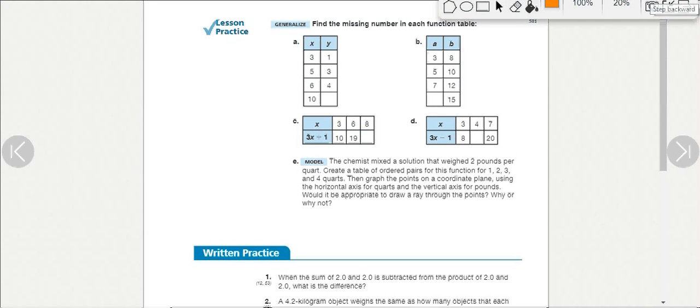I'd like you to pick either A or B, and either C or D. And let's try E, maybe find a partner for that word problem pertaining to functions. So 3 total today.